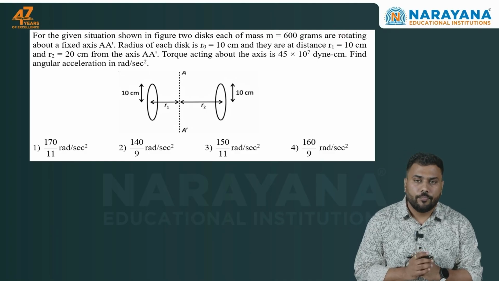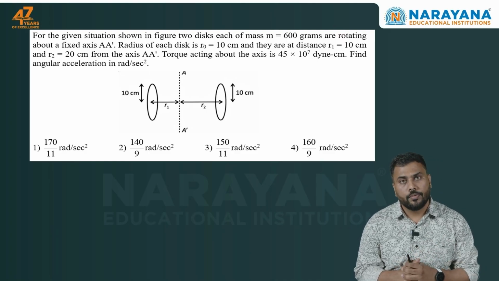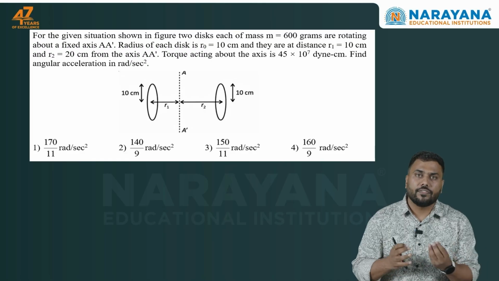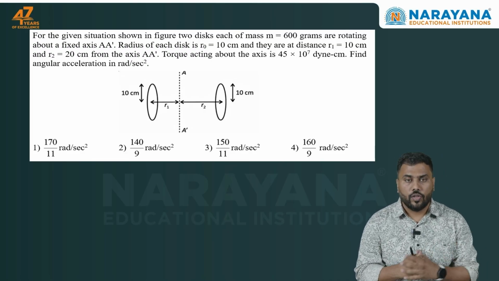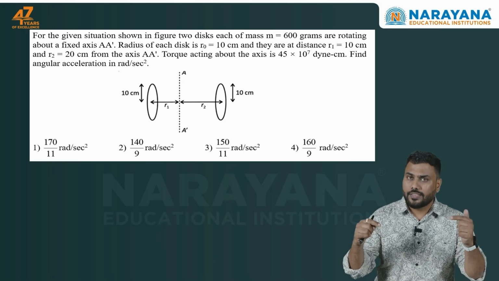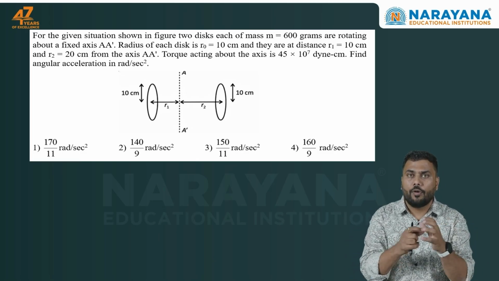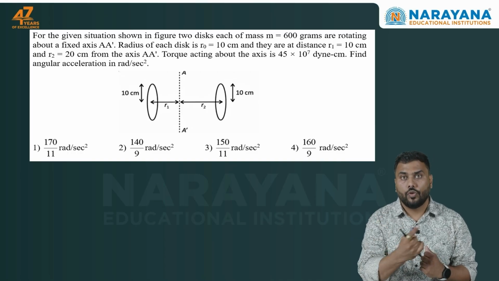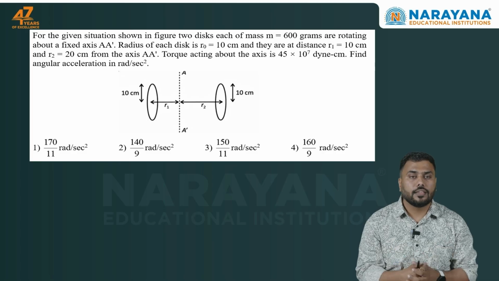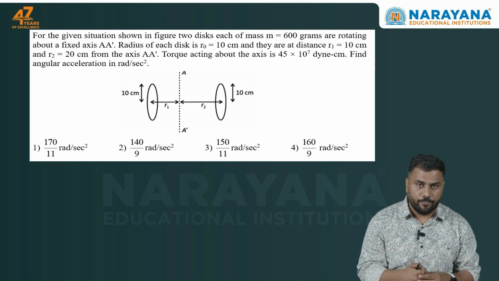Now the next question is a question from rotation. As we have seen in all shifts, at least one question is asked from rotation. Here we have seen 2 questions asked from rotation. What this question is asking: there are 2 discs and an axis about which this can rotate. They are provided some torque. You are rotating the disc with some torque and they are asking what should be the angular acceleration alpha.